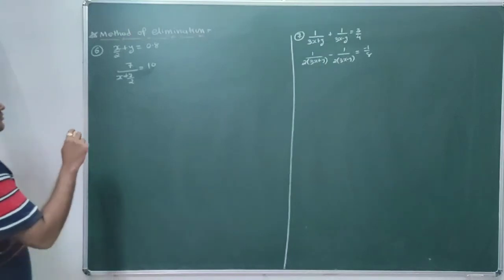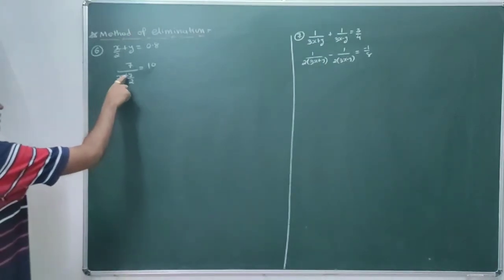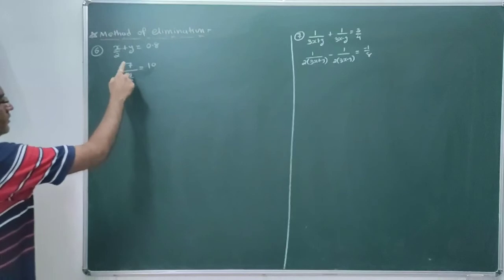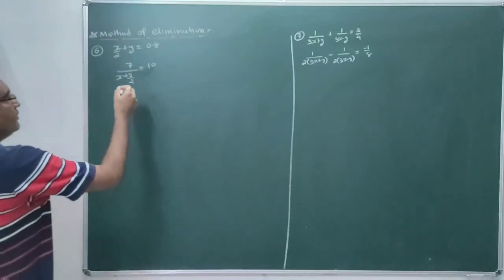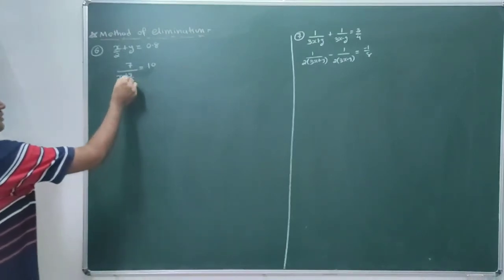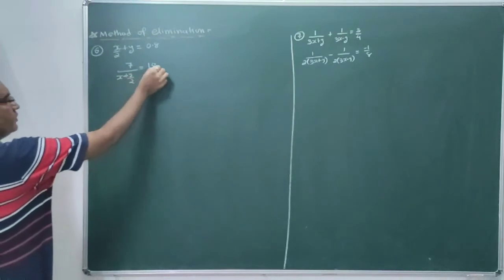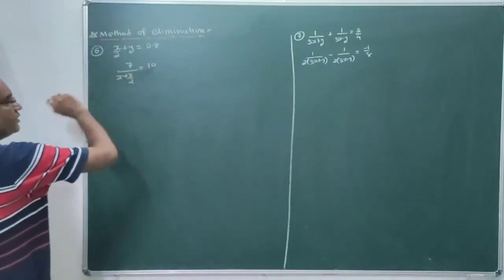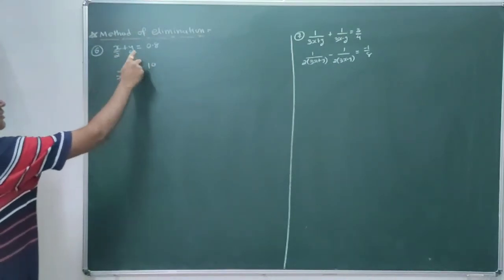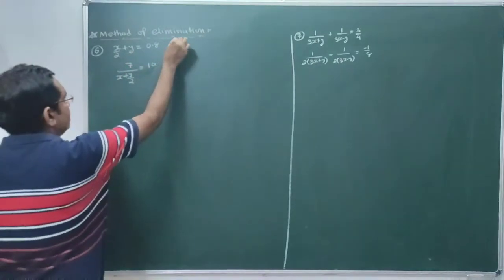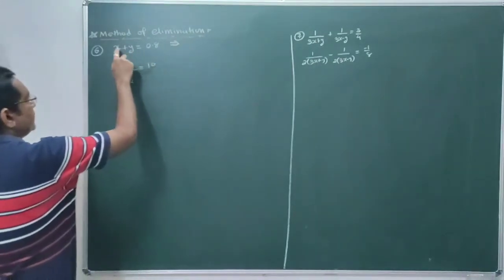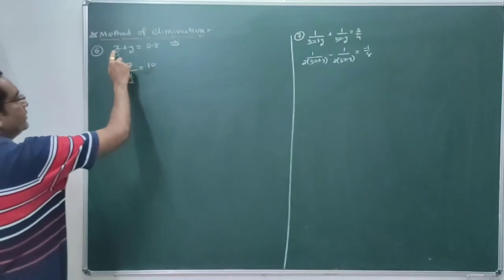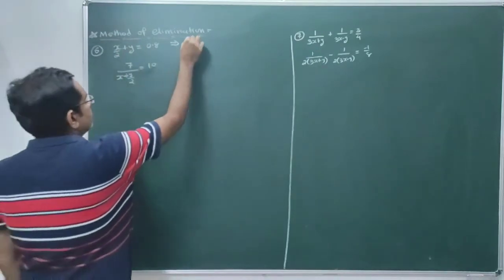But here this x plus y by 2 combined term is in denominator. So here it can be simplified like this. Here we can write this x plus y by 2. It is numerator and this 10 will come to the denominator. And here simplified of this first equation is x by 2 plus y equal to 0.8. So it's x plus 2y.